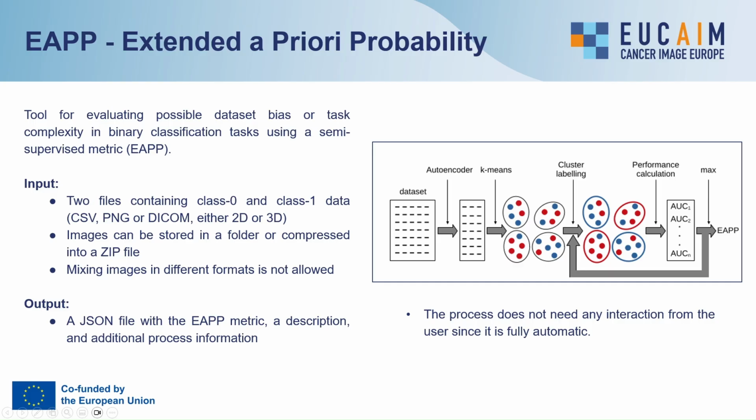A high EAPP value typically indicates an easy binary classification task. However, if the task is known to be difficult, a high EAPP may instead reveal the presence of coarse-grained bias in the dataset.